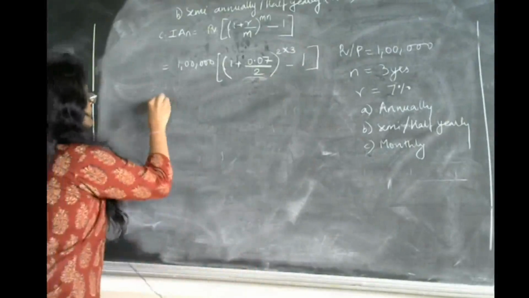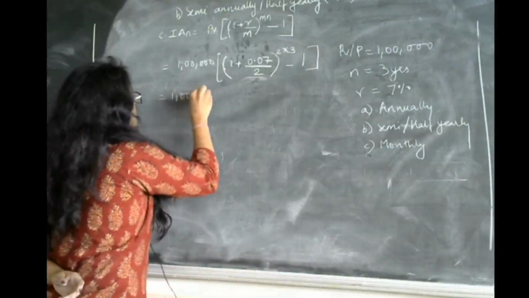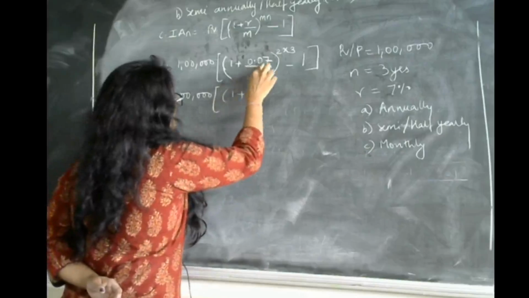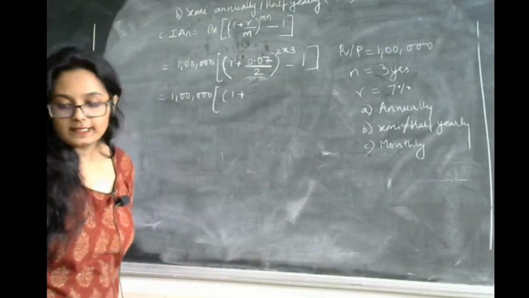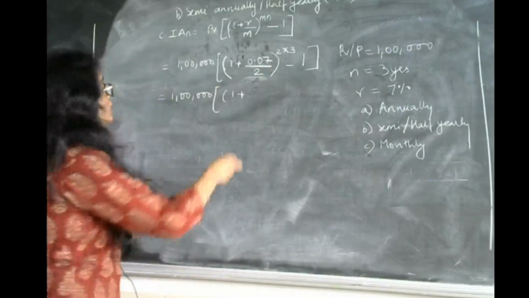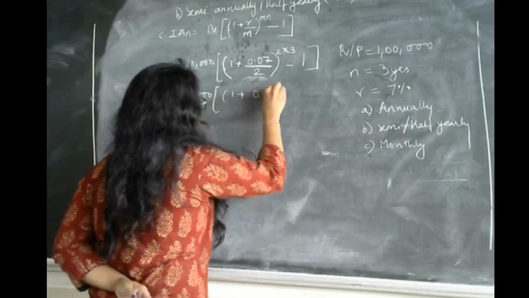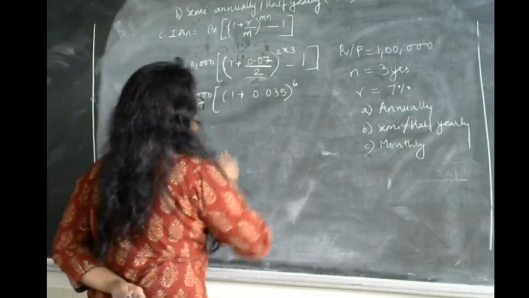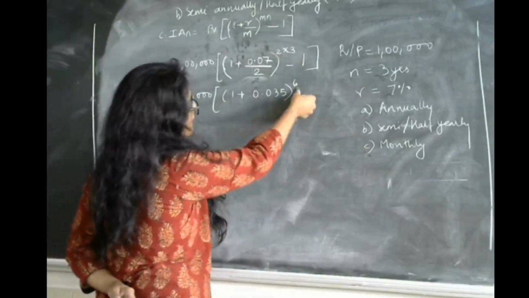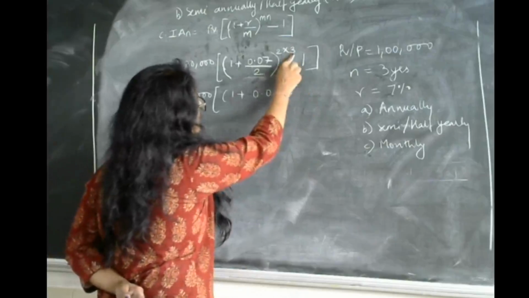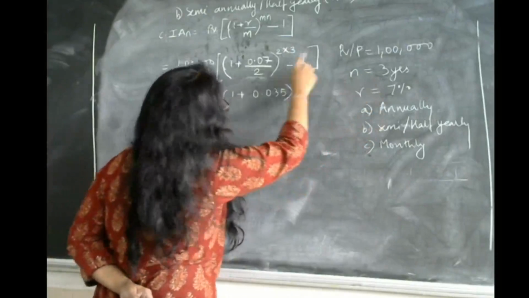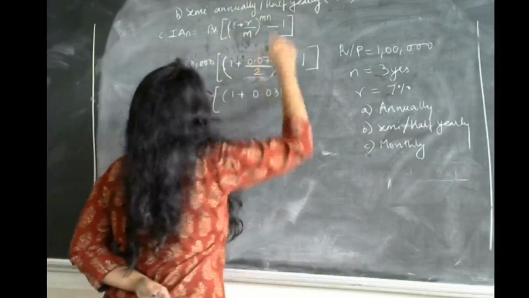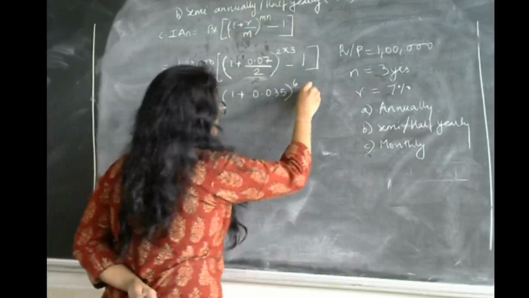Okay, so now let us solve. 1 lakh, 1 plus 0.07 divided by 2, what you are getting? 0.035. 3 multiplied by 2, so it is 6. You all understood why you are taking here as 6? Because number of years is 3 and m is 2. M is 2 because it is compounded semi-annually. Okay, minus 1.